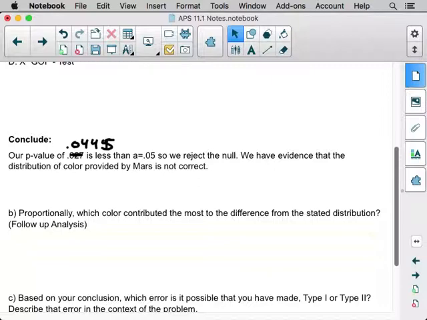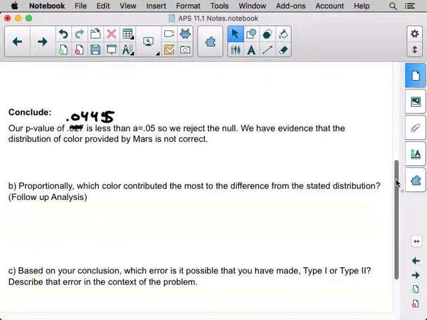All right. Now, part B. So proportionally, which color contributed the most to the difference from the stated distribution? Sometimes this is called the follow-up analysis. Because we rejected the null, we do truly believe that there's a difference. And the next natural question, which color is causing that difference, right? Which color is contributing the most to the fact that there's a difference here? Now, that goes back to those contributions, okay?